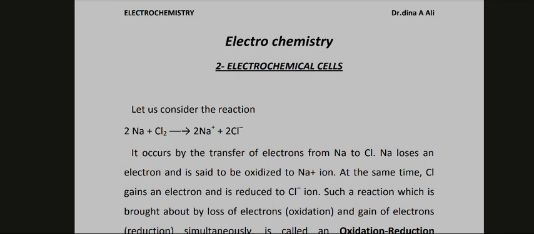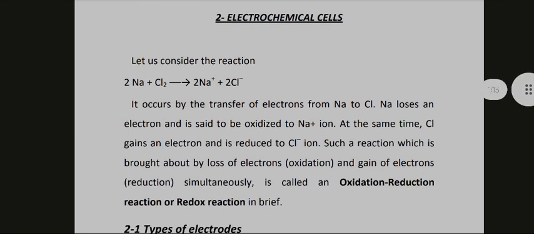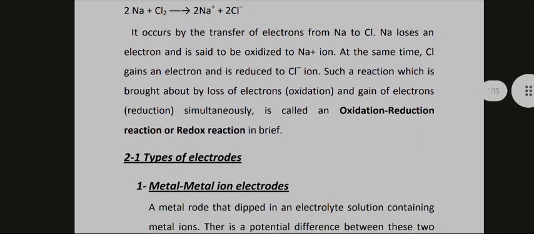For electrochemical cells, 2Na + Cl2 gives 2Na+ + 2Cl-. It occurs by the transfer of electrons from Na to Cl. Na loses an electron and is said to be oxidized to Na+ ion. At the same time, Cl gains an electron and is reduced to Cl- ion. Such a reaction, which is brought about by loss of electron (oxidation) and gain of electron (reduction) simultaneously, is called an oxidation-reduction reaction, or redox reaction in brief.